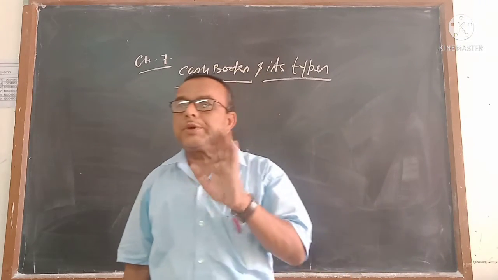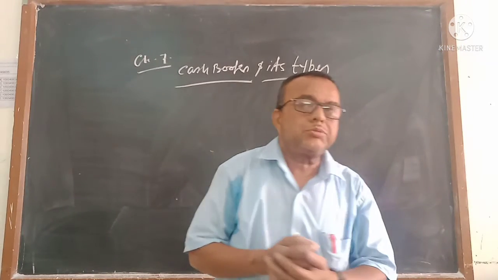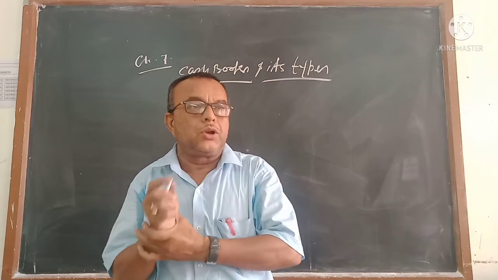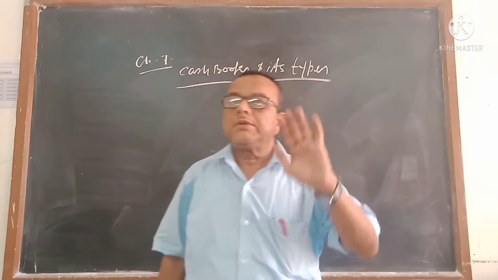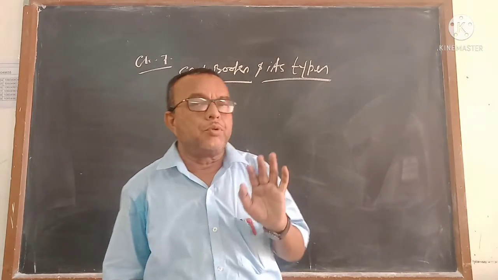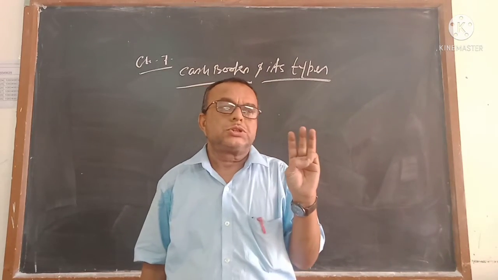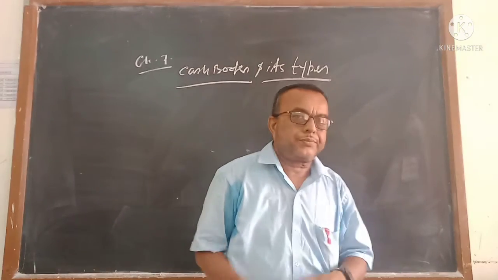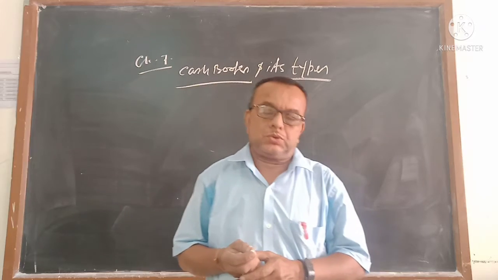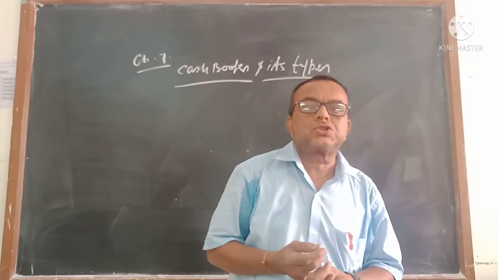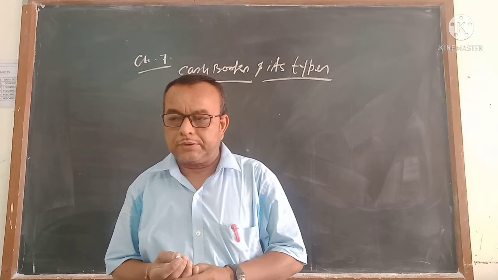When I taught you the 5th chapter, at that time I told you about the subsidiary books. How many types of subsidiary books are there? You might already know. There are a total of 8 types of subsidiary books. Out of that 8, the first 4 are the day books, that is purchase books, sales books, purchase return books and sales return books. These 4 books you completed in the chapter. Now the 5th book is called cash book. The 6th and 7th are bills receivable and bills payable, and the 8th is the journal proper.